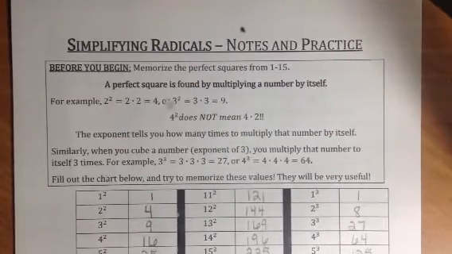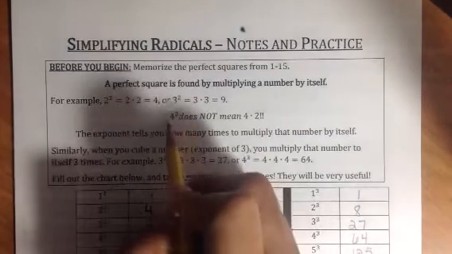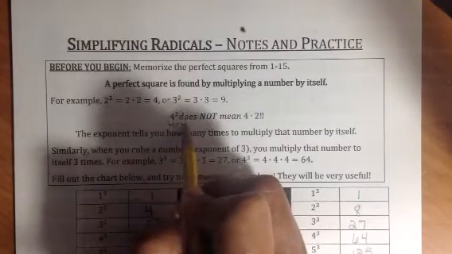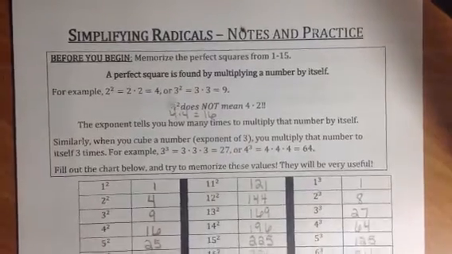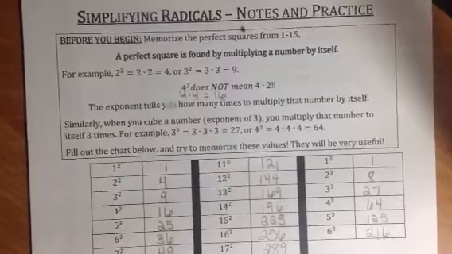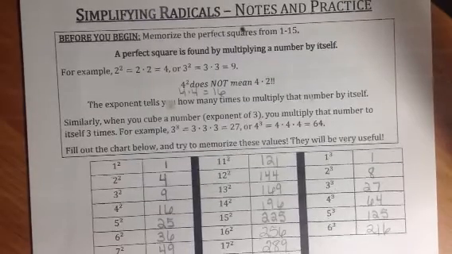Alright? So a perfect square is found by multiplying a number by itself. For example, 2 squared is 2 times 2, which is 4. Or 3 squared is 3 times 3, which is 9. 4 squared does not mean 4 times 2. It means 4 times 4, which is equal to 16. Okay? The exponents tell you how many times to multiply that number by itself.